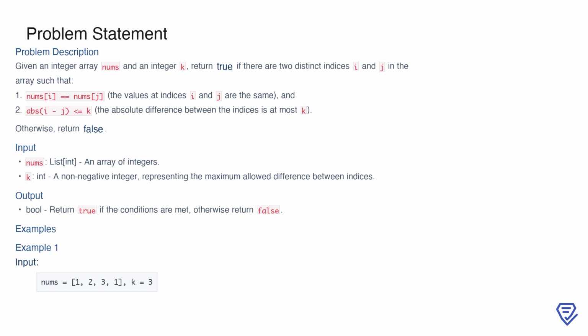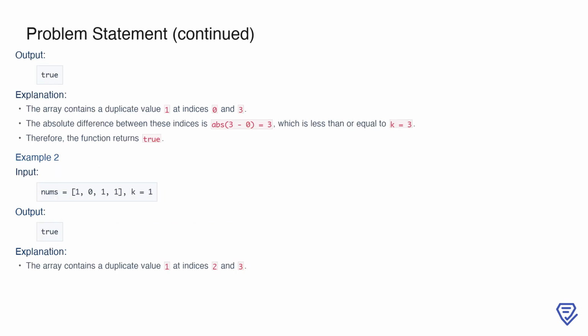The input consists of an integer array nums and a non-negative integer k. The output is a Boolean value, true if the conditions are met, and false otherwise. To illustrate, let's consider an example where nums is [1, 2, 3, 1], and k is 3. In this example, the output is true.